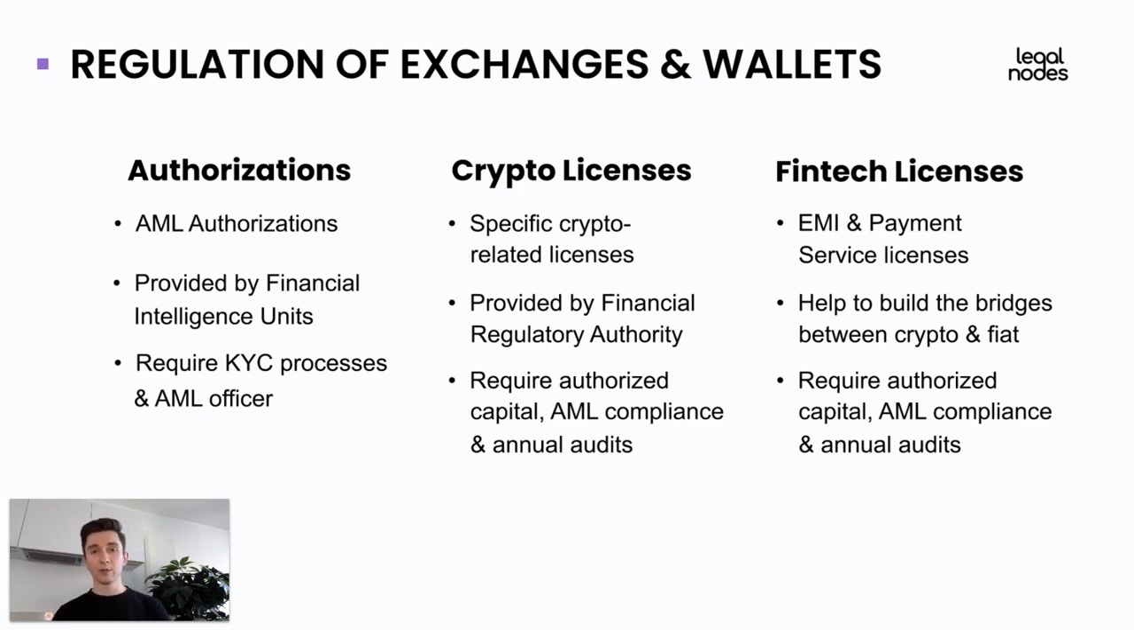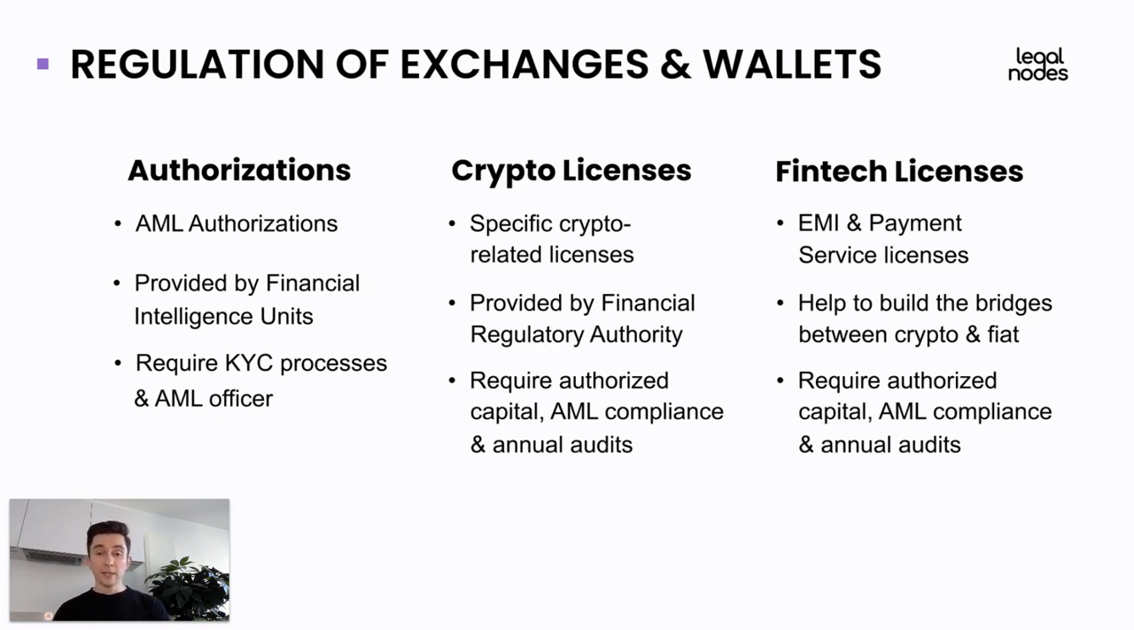The second category of these crypto-related regulations includes the crypto licenses. And this is a more sophisticated type of crypto-related regulations, especially for the exchanges and wallets. These crypto licenses include the specific crypto-related licenses, and we will speak more about some examples on the next slide. And these licenses are usually provided by the financial regulatory authorities, which usually have broader powers in relation to the financial markets. And considering that these licenses are more sophisticated than authorizations, there are much more requirements for the companies which plan to obtain these licenses.